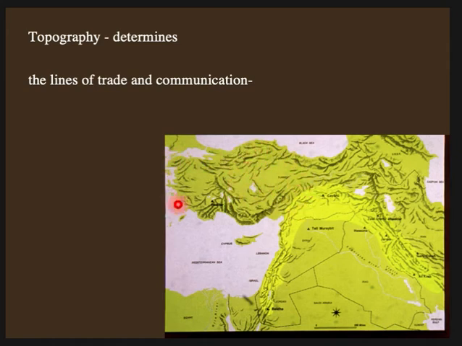This is Anatolia right here, sometimes called Asia Minor. This is the modern-day country of Turkey, right? So Asia Minor, Anatolia, modern-day Turkey right here. Over here we have Syria. Right? Next to Syria, just to the east, is Iraq. And just to the east of Iraq is Iran.